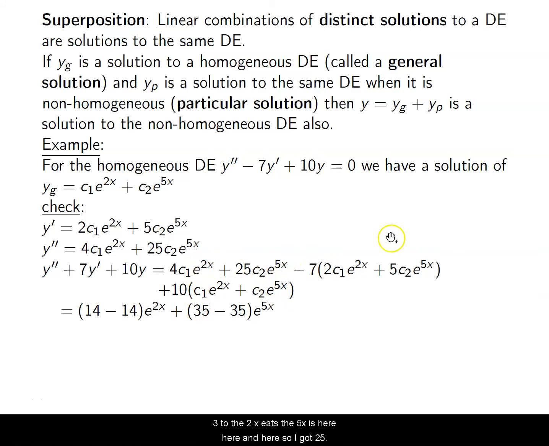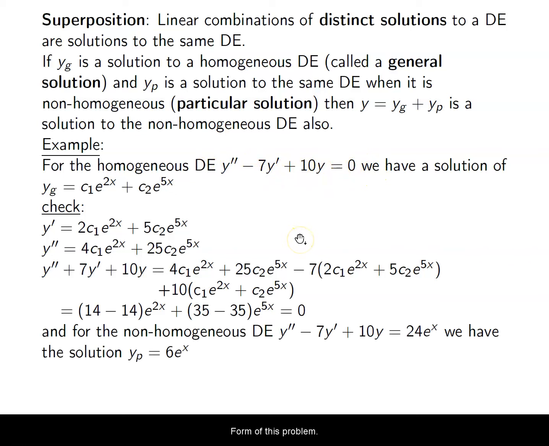e to the 5x is here, here, and here. So I got 25. I am subtracting 35 and adding 10. So that's 35 minus 35, right? So, right, 25 plus 10 is 35, and then minus the 35. So 0 plus 0 is always 0, okay? So this is the solution to the homogeneous form of this problem, okay?